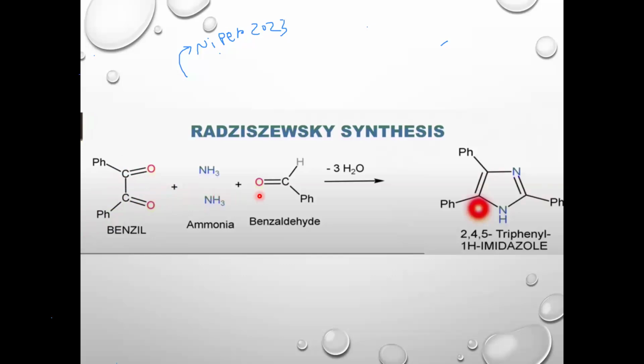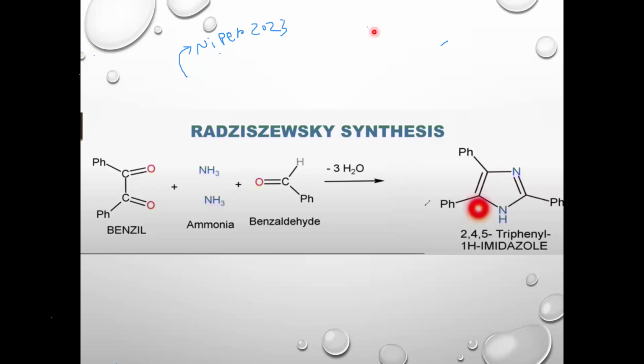This benzil will react with ammonia and benzaldehyde, and by removal of 3 water molecules, it will give you an imidazole ring, right? A substituted imidazole ring. So you can see that the 2 ammonia nitrogens are present at the first and third positions, right? And these 2 phenyls are present here. So you can say this part of the carbons is from the benzil, and this part is from the benzaldehyde. Okay, so this is how you can remember the reaction.